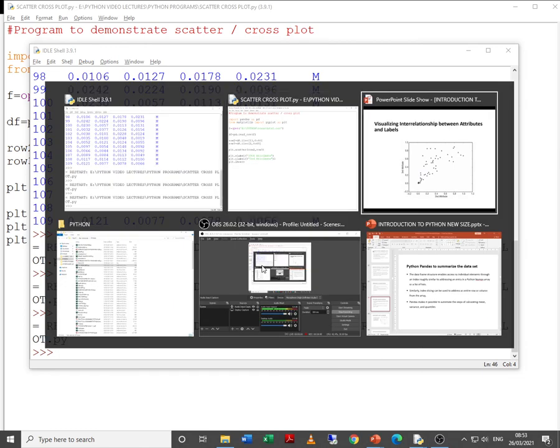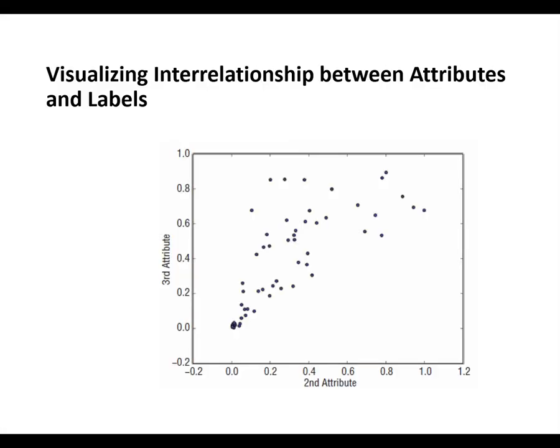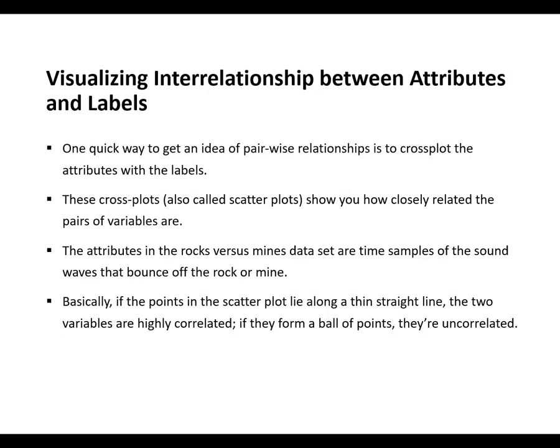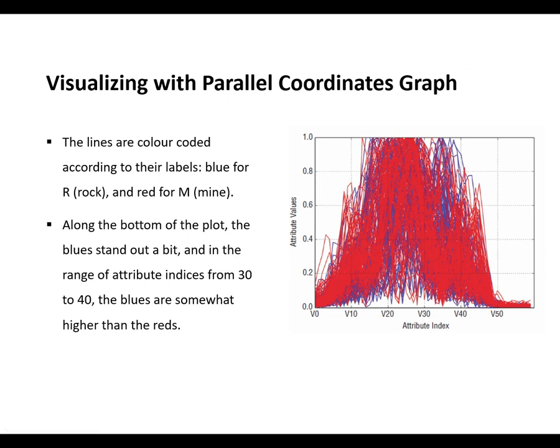So let us go back to our presentation. Basically, if the points in the scatter plot lie along a thin straight line, the two variables are highly correlated. If they form a ball of points, they are uncorrelated. So we saw that the points are uncorrelated. I am trying to keep this session a short session.